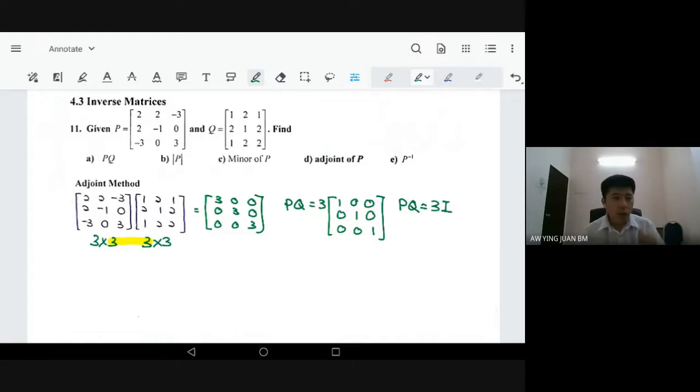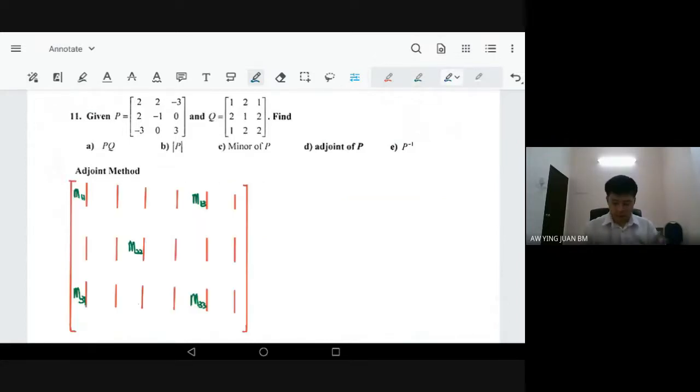Next, we are going to look at the determinant of P, followed by the minor of P, then the adjoint of P and the inverse of P. Based on the previous discussion, do not follow this order. If you want to find the determinant, it is redundant with the minor, and the adjoint of P is also redundant with the minor. So my suggestion is to find the minor of P first before moving forward to the adjoint and the determinant of P.